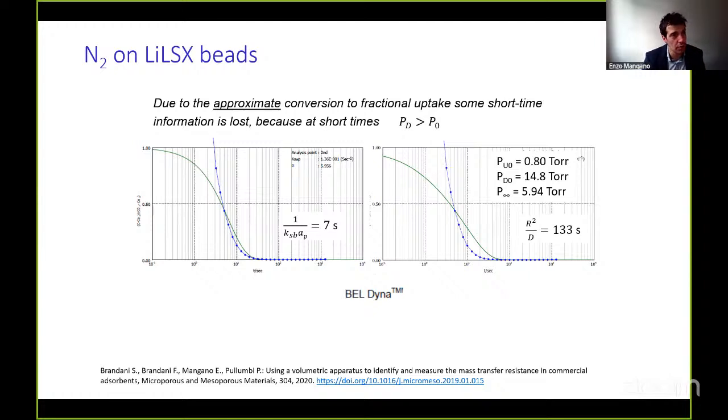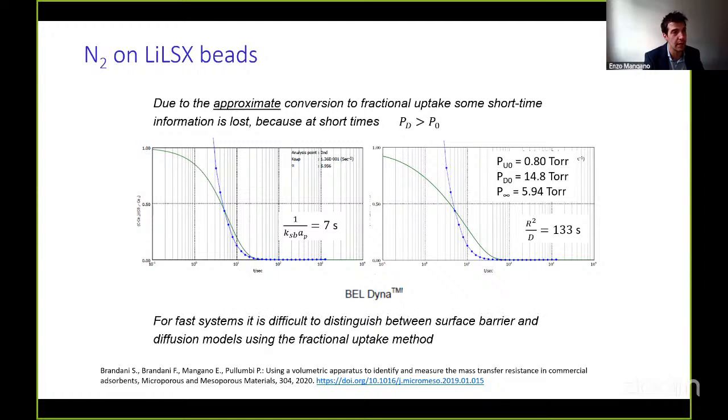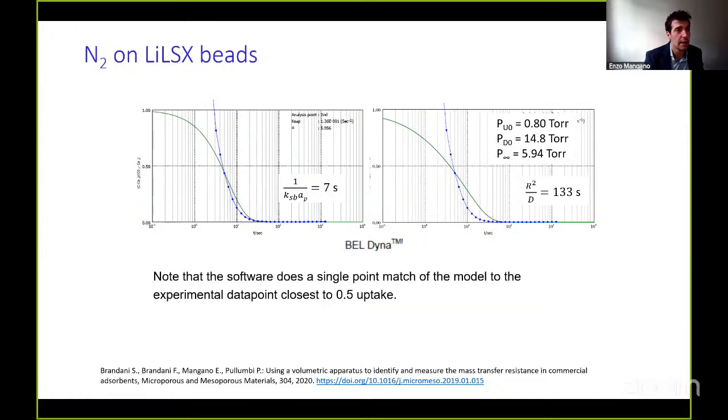The way in which the model is calculated by the software is that the kinetic model goes through the point at 50% of the uptake, and chooses the model, so the transport mechanism, that more closely matches the data. In this case, what you see is that the model chooses a surface barrier model as it sees a better fit with the experimental data, but it loses completely the initial instance after opening the valve.